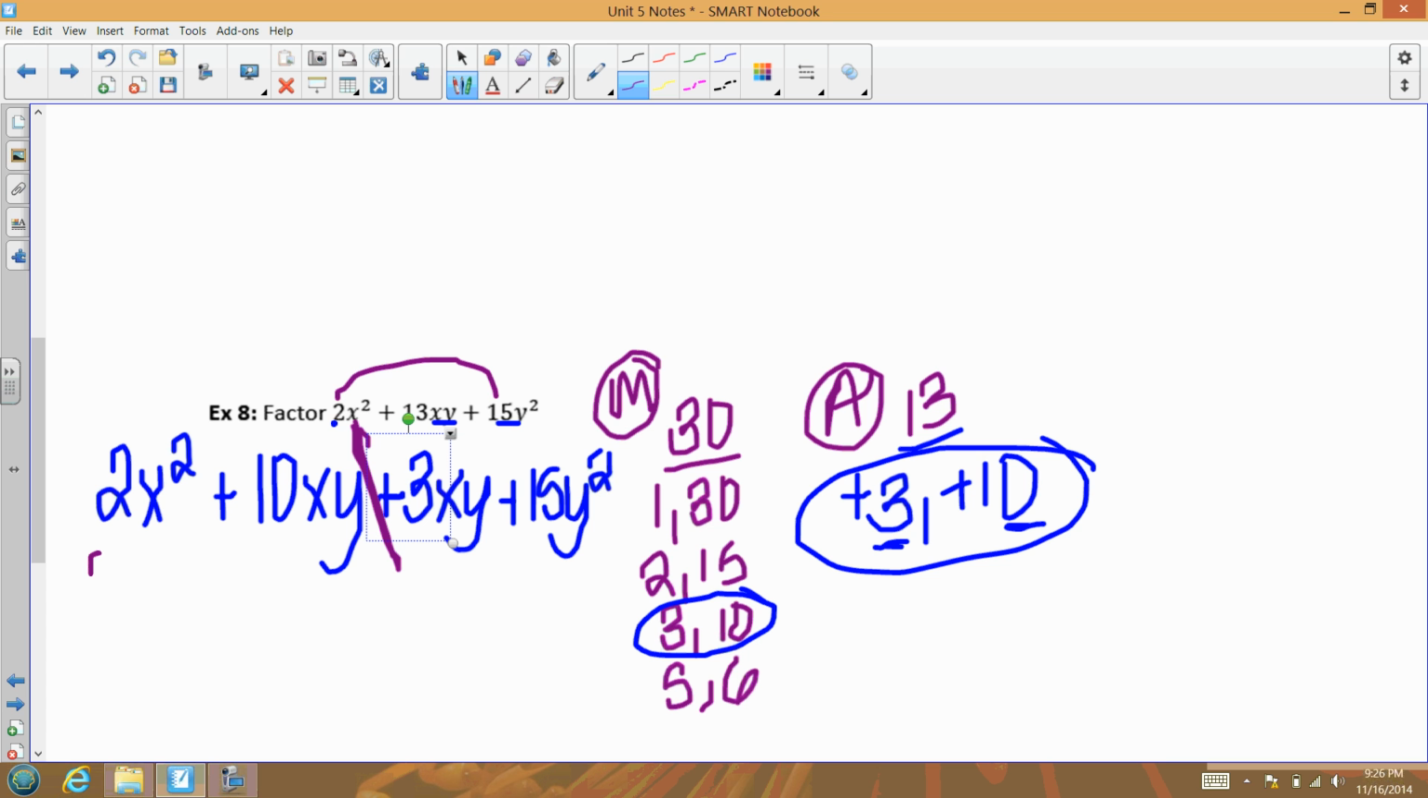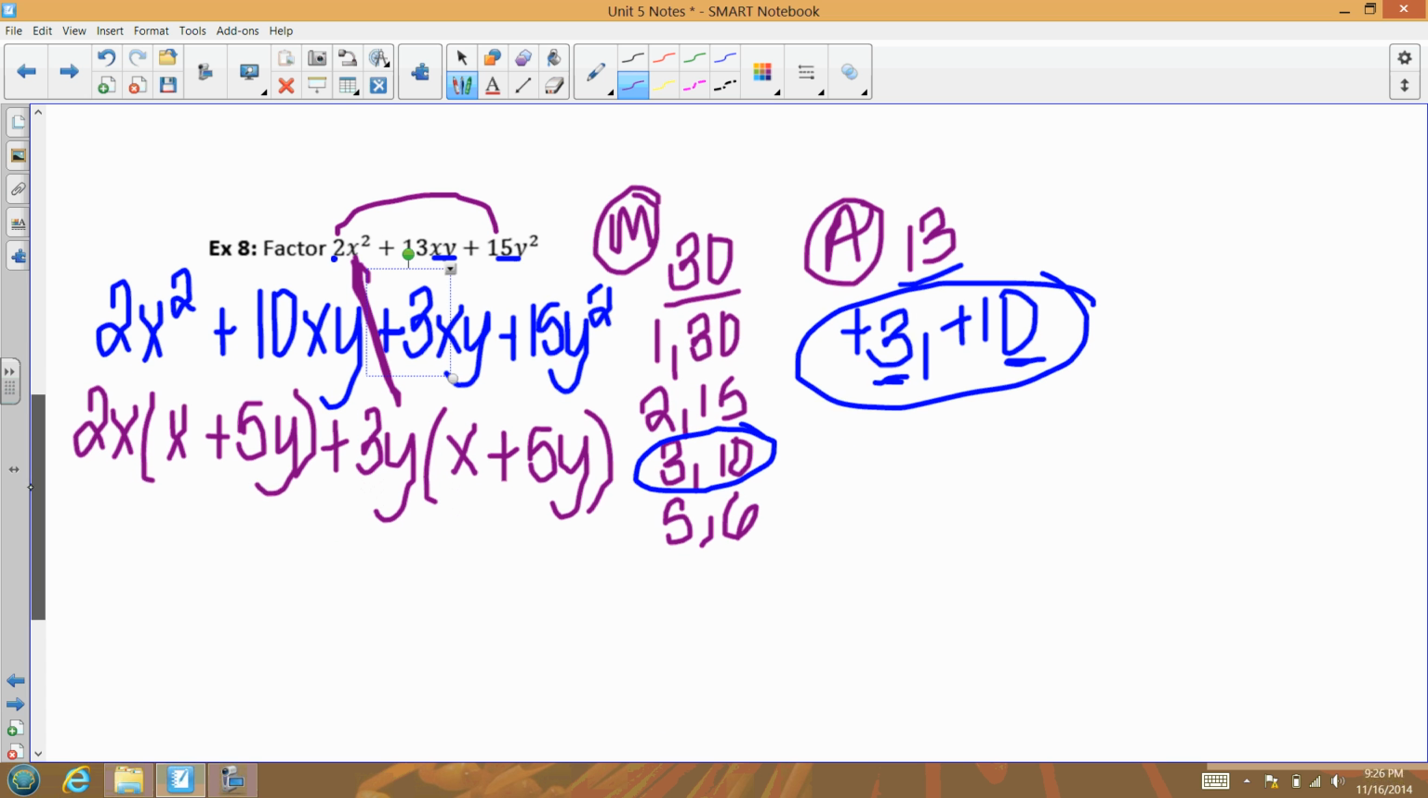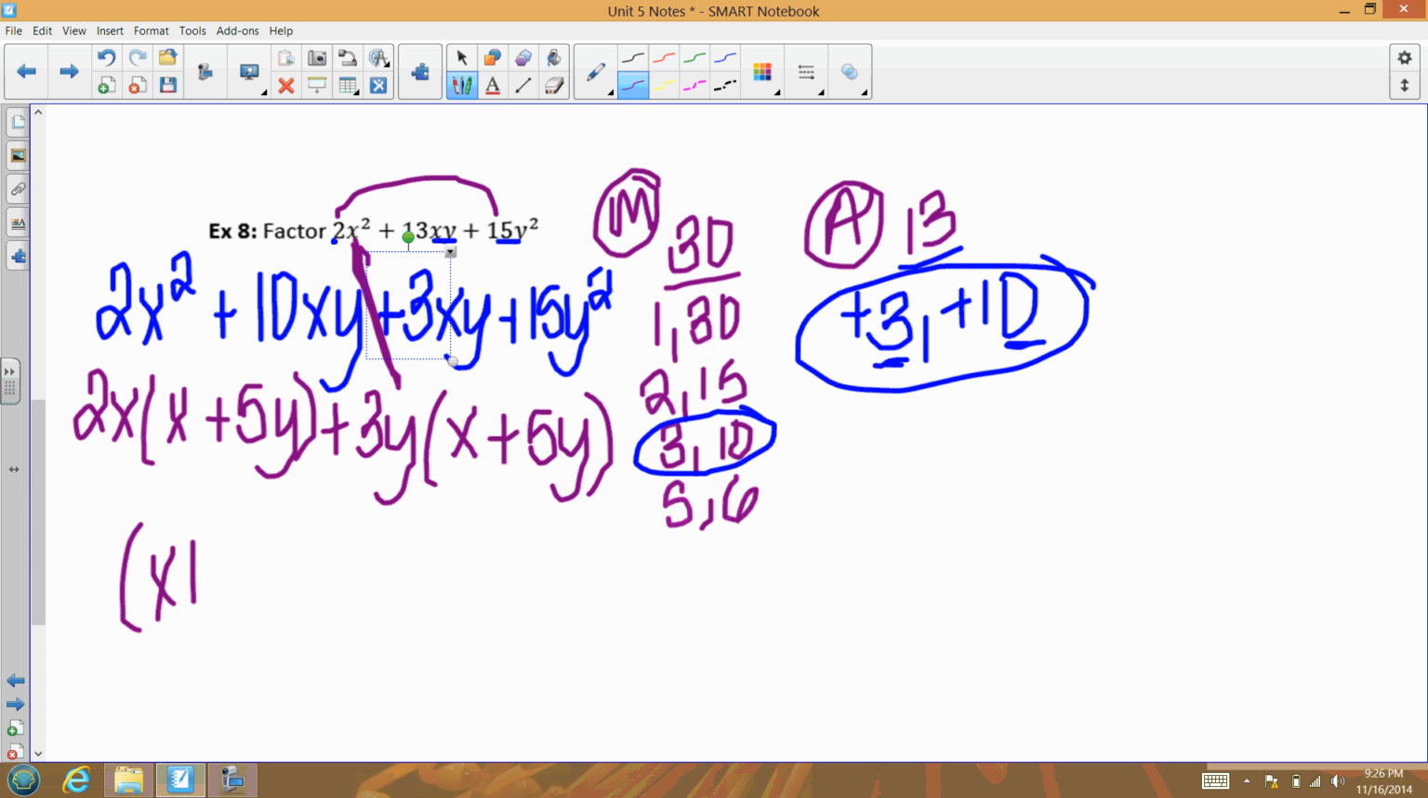So we can factor out a 2x out of the first term. So we're going to have an x plus 5y, which means that in my second term I should have an x plus 5y left. So it looks like I can factor out a 3y for GCF. So I'm going to have x plus, and I'm going to have 5y left, so that's good. So now I can take and I can factor out an x plus 5y out of both terms. So I'm factoring this out of both pieces.